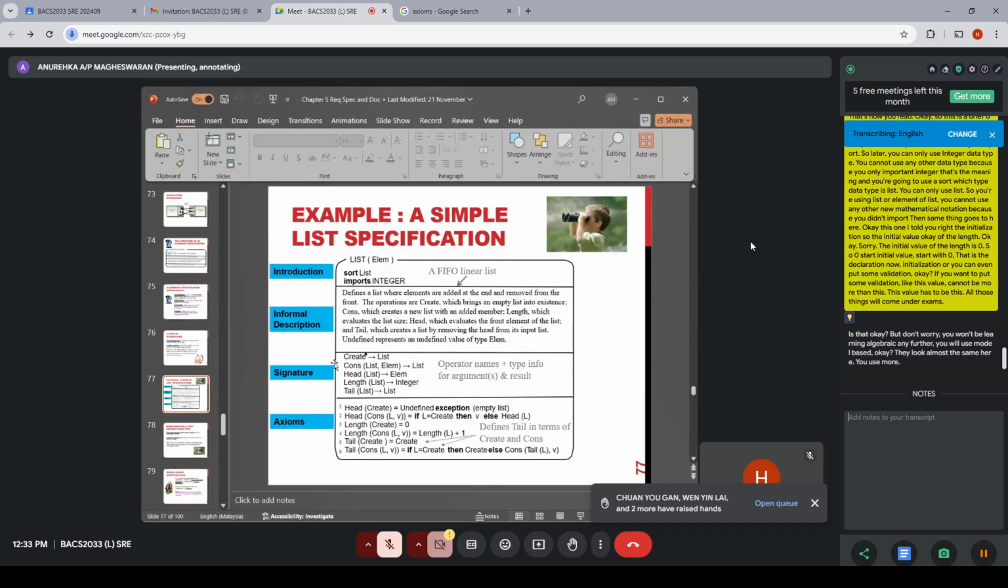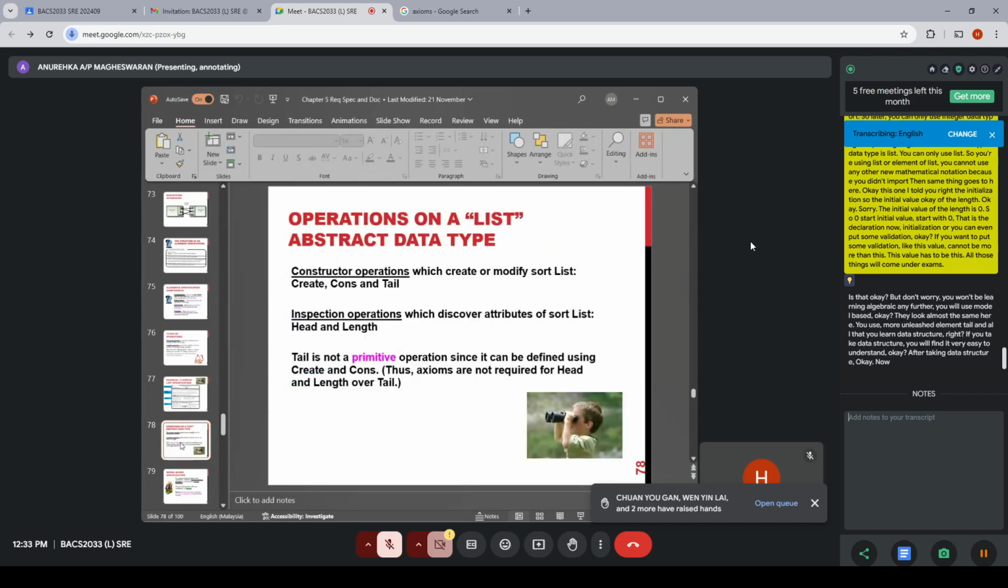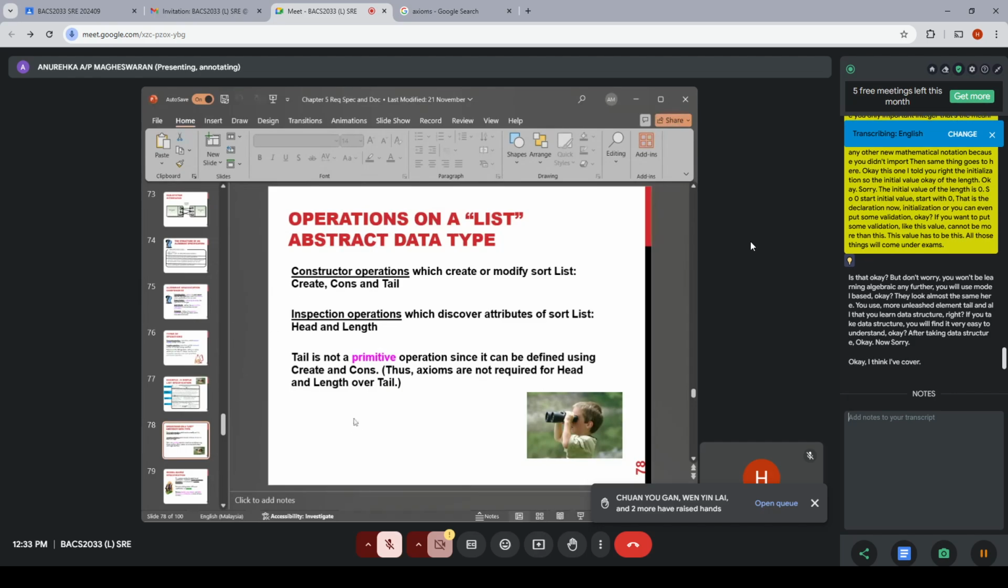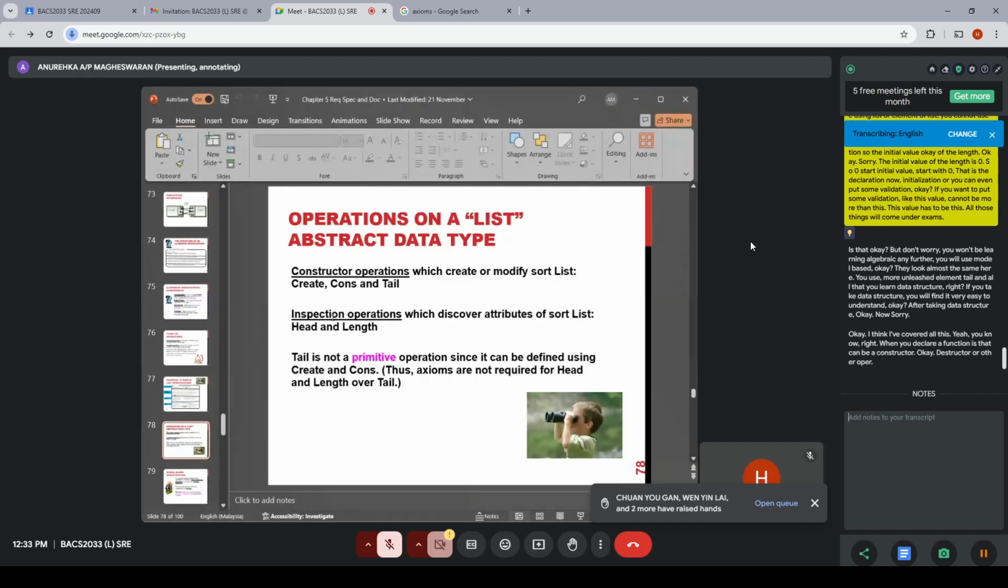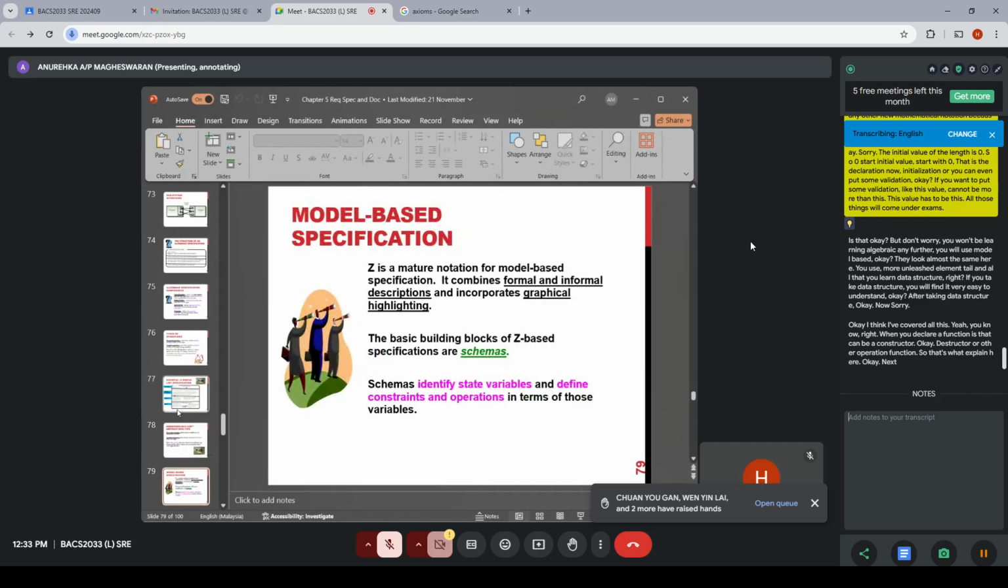Here you use more on list, head, element, tail, and all that. You learn data structure, right? If you take data structure, you will find it very easy to understand, after taking data structure. Okay, I think I've covered all this. When you declare a function, there can be a constructor, destructor, or other operation functions. That's what I explained here. That's all for algebraic.